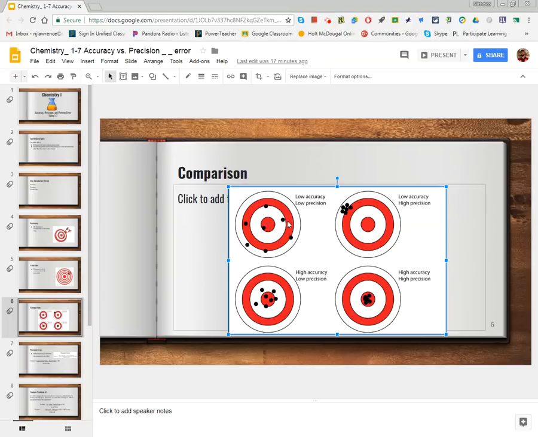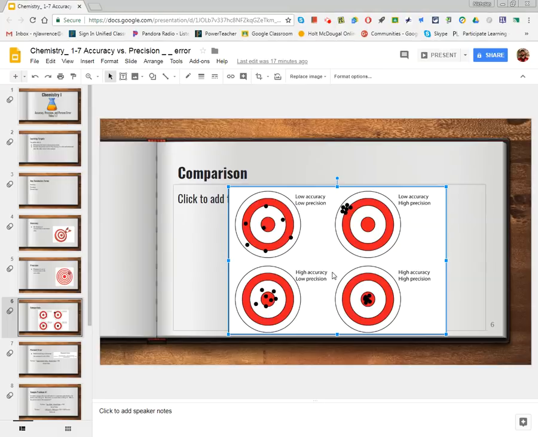So again, accuracy is about correctness. Precision is about together. This bullseye, we see we have low accuracy because, again, we missed the correctness. We missed what the actual attempt should have been or what we should have ended up with. The precision, however, was high because there's a togetherness of the readings or the attempts.